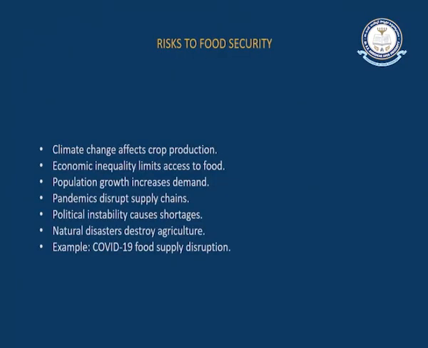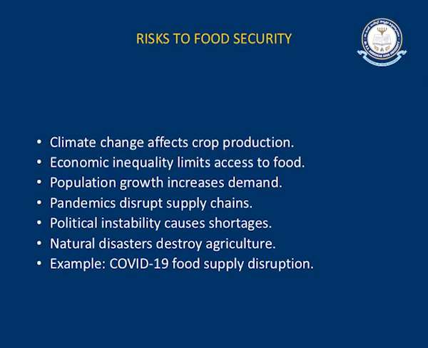Climate change affects crop production. Economic inequality limits access to food. Now, with an increase in the population, there will be an increase in demand. So, population growth increases demand. Pandemics disrupt supply chains as there are lockdowns everywhere, so there is no proper supply chain. Political instability causes shortages. Natural disasters destroy agriculture, again causing a risk to food security. For example, in COVID-19, food supply disruptions happened.